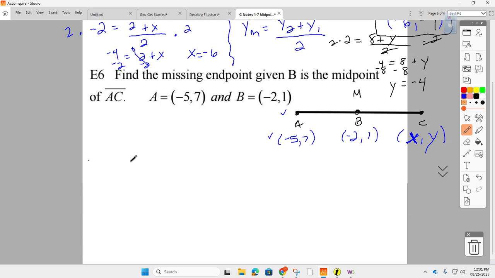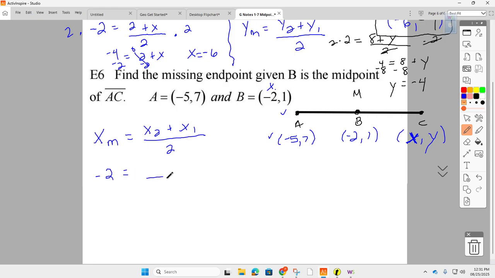Label our formula. So let's find the x coordinate of the missing endpoint first. So what am I going to plug in instead of x of m? Vivian? Yeah, so this is x of m, right? So negative 2 goes there.